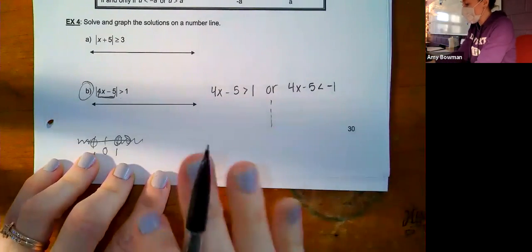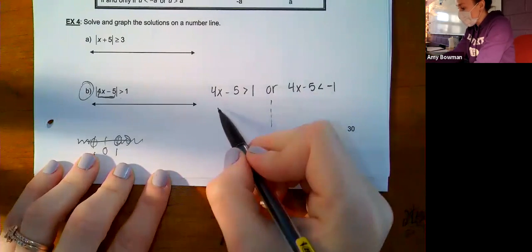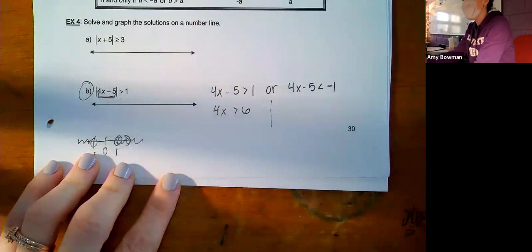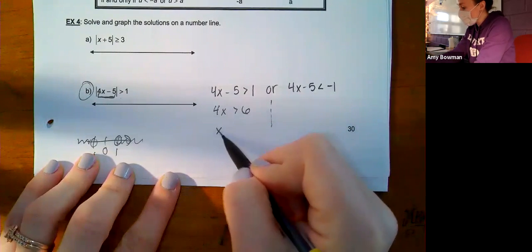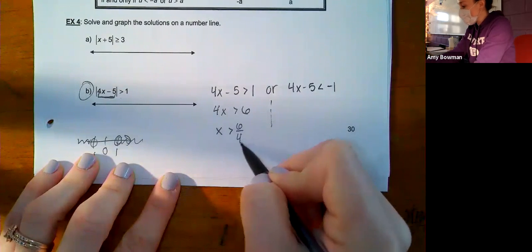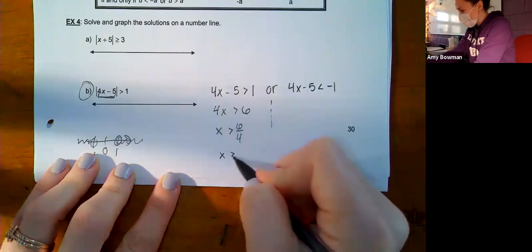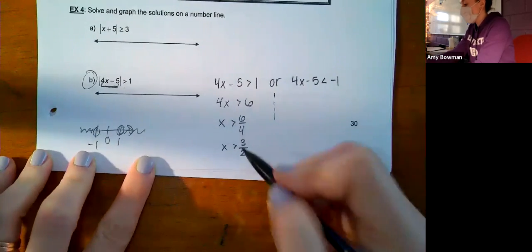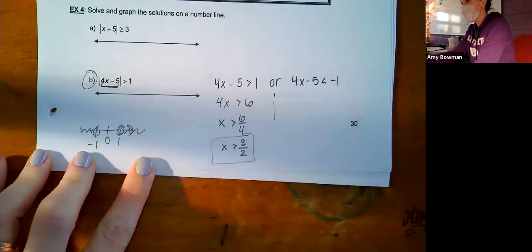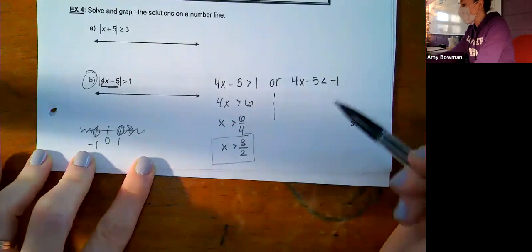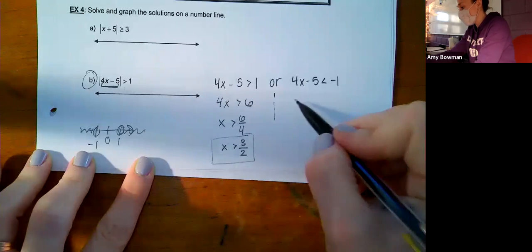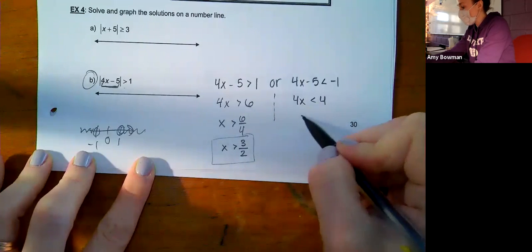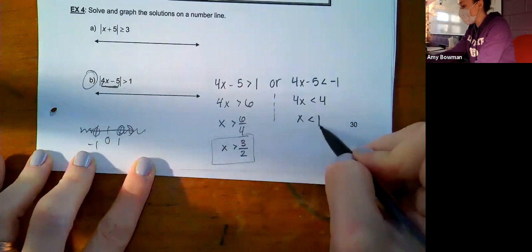So add 5. Just focus on one, the one on the left. Add 5, you have 4x is greater than 6. Divide by 4. x is greater than 6/4, which is 3/2. So that's half of my solution. The other one, now I'm adding 5 to negative 1, which is 4, divide by 4, and I get x is less than 1.